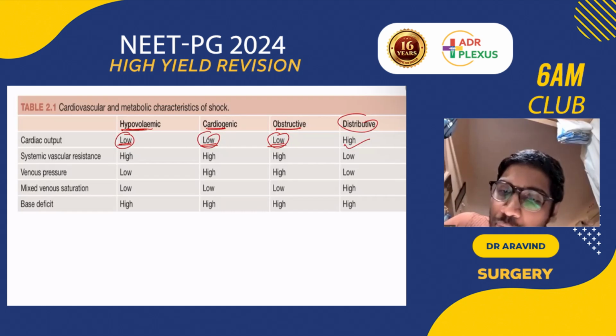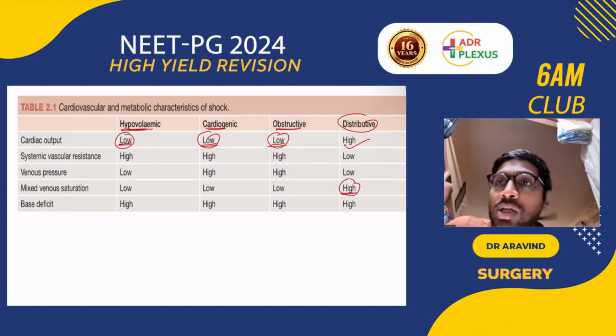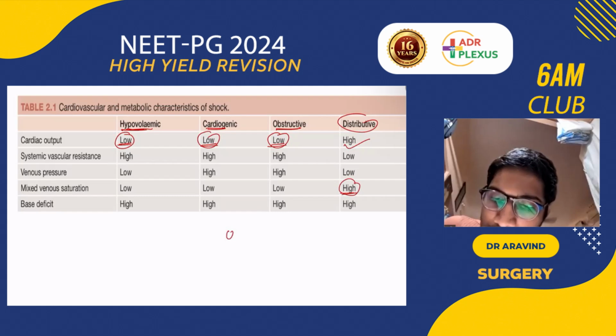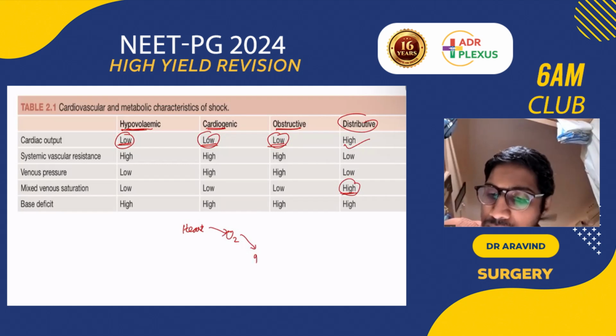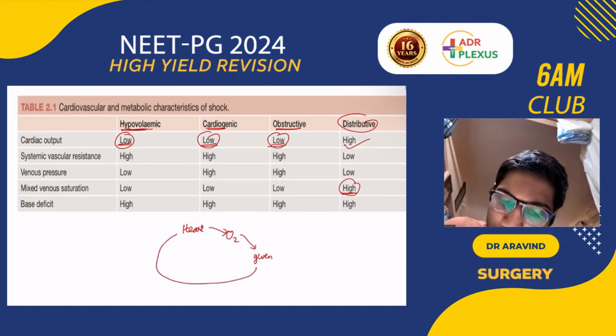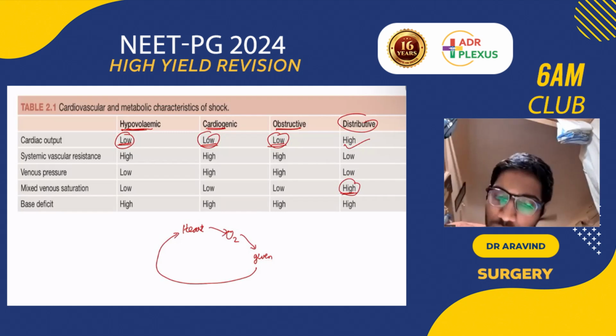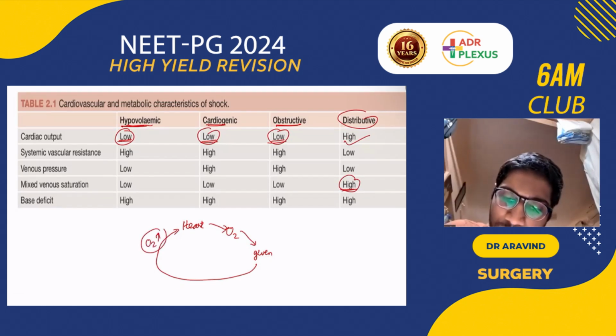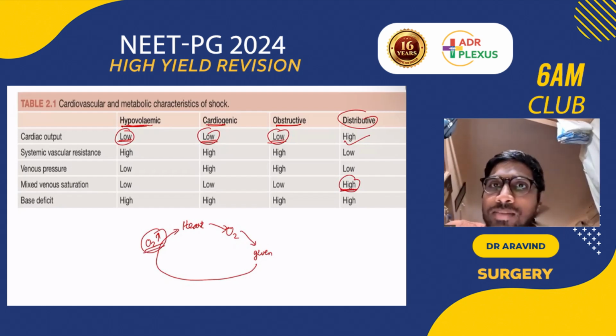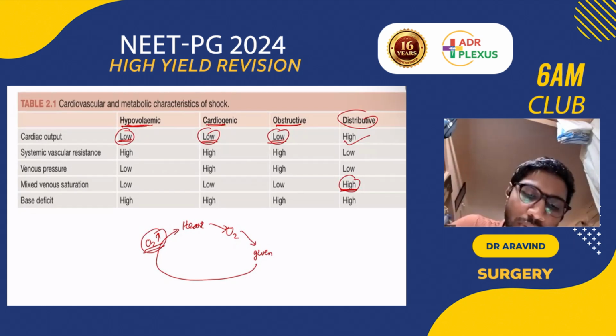And remember, in distributive shock, the mixed venous oxygen saturation. What is MVO2? When the heart is pumping, the oxygen will be given to the tissues, and only a small amount will come back to the heart. But in distributive shock, this is not taken up by the tissues, due to sepsis or some other cause. So the O2 returning will also be high. That is why in distributive shock, the mixed venous oxygen saturation is high. So cardiac output and this are inversely proportional.